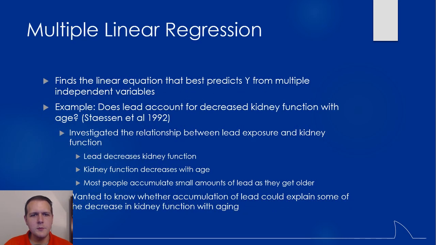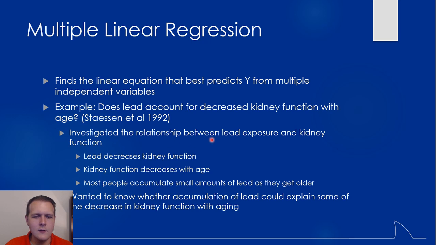So getting into multiple linear regressions, again, this is finding that linear equation that best predicts y from multiple independent variables, right? So instead of just a simple linear regression, this is a multiple linear regression. There's a study here back in '92 looking at whether lead accounts for decreased kidney function with age. So they're looking at a couple of different things here.